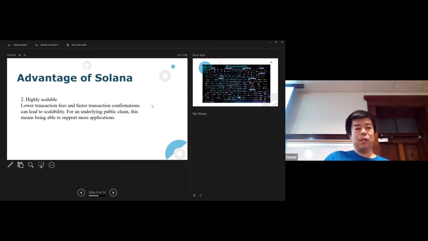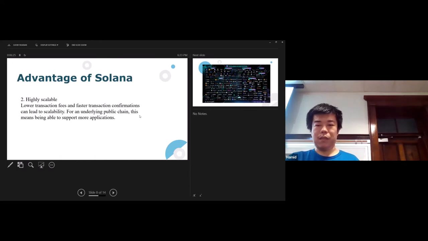And the next is that it is highly scalable. Lower transaction fees and faster transaction confirmation can lead to scalability for an underlying public chain. This means being able to support more applications.